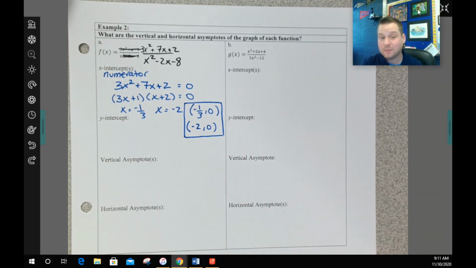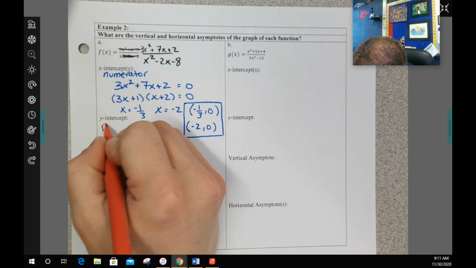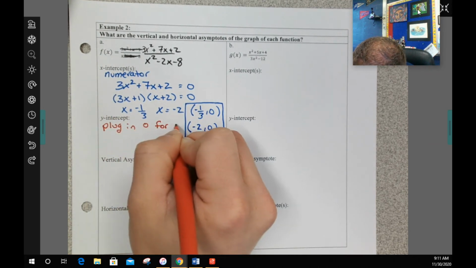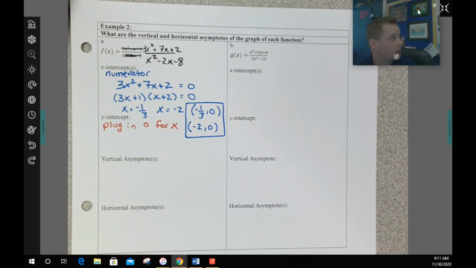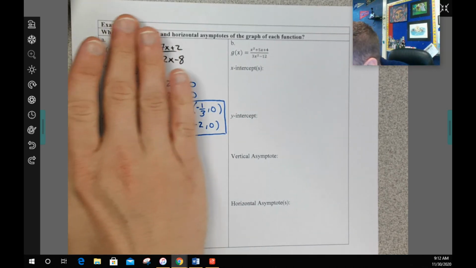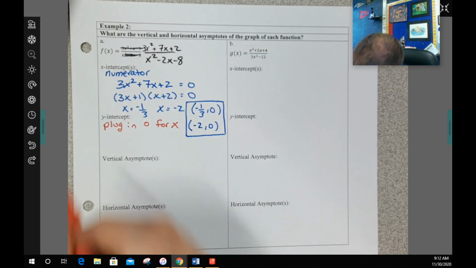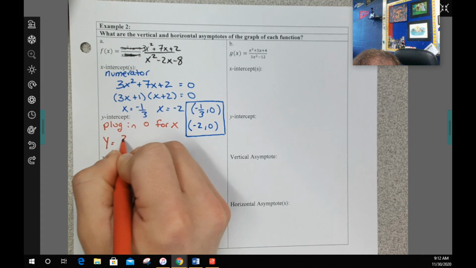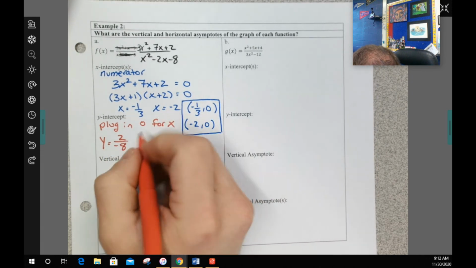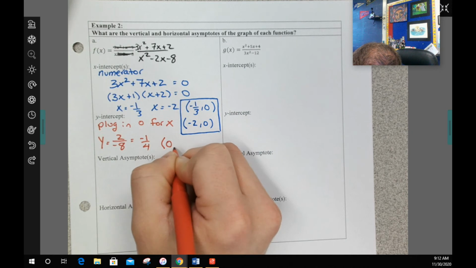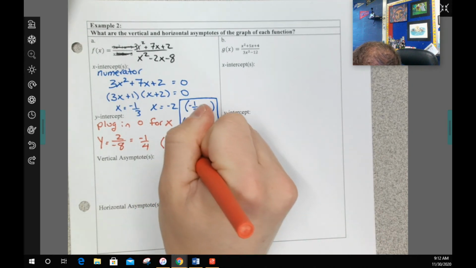The y-intercept I'm going to go ahead and do in red. Remember, for the y-intercept, you plug in 0 for x. So I look at my original function. If I go ahead and plug in 0 for x, it gets rid of all those terms. So we are just left with 2 over negative 8, which simplifies down to negative 1/4. We want that as an ordered pair, so it's going to be (0, negative 1/4).